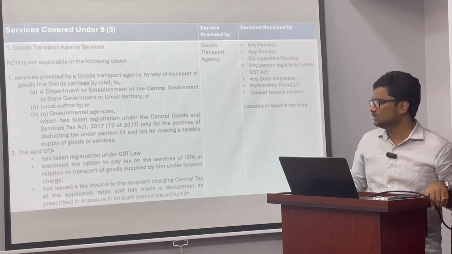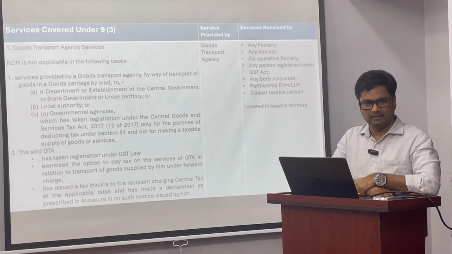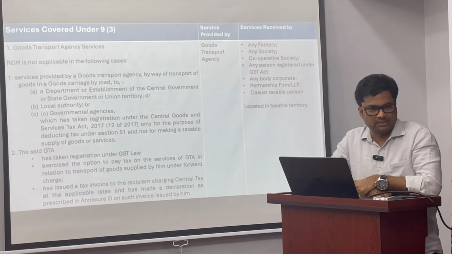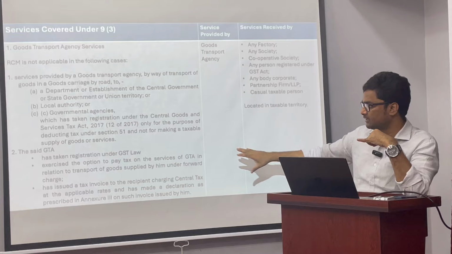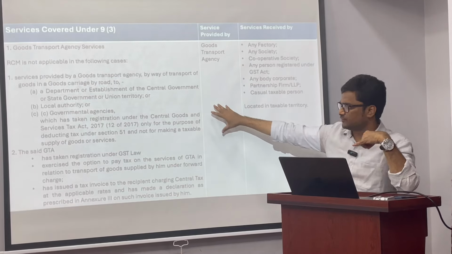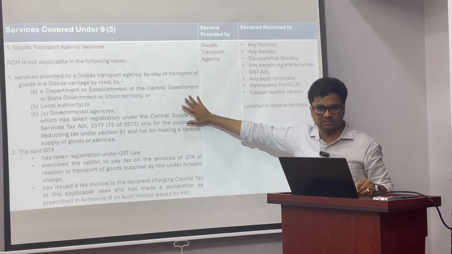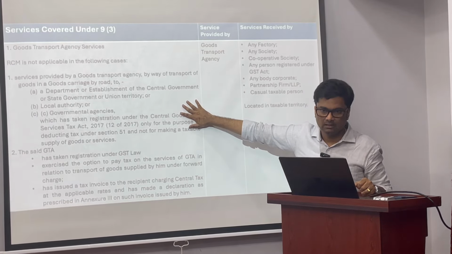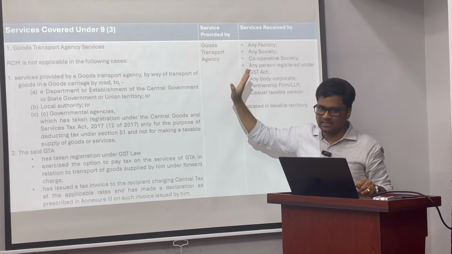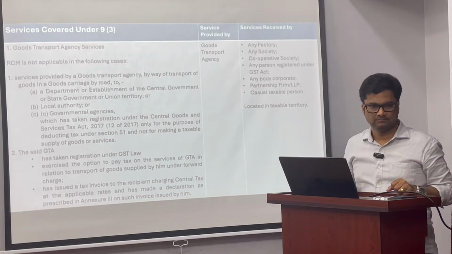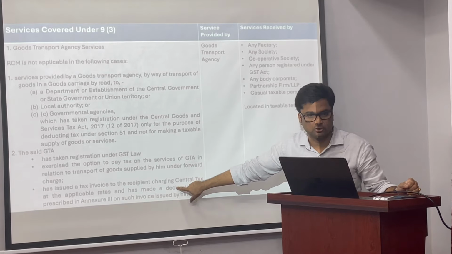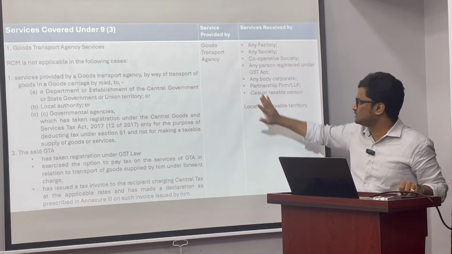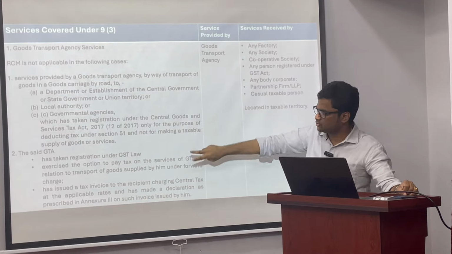Next, the GTA, that is the service provider, has taken registration under GST law. He is a registered person. This is the second case where RCM is not applicable. This is the first case. In this case, reverse charge mechanism is not applicable. So in this case, who has to pay tax? GTA has to pay the tax. In this case also, who will pay? GTA. RCM is not applicable in these two cases.